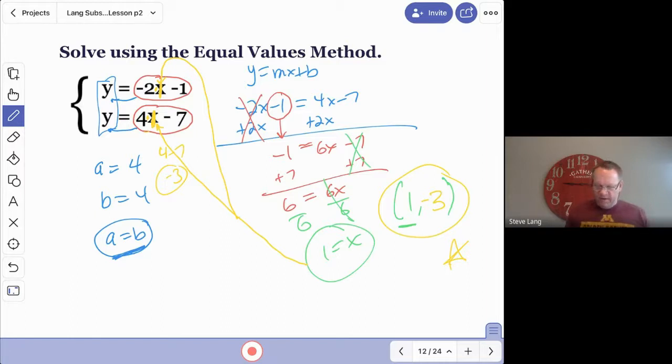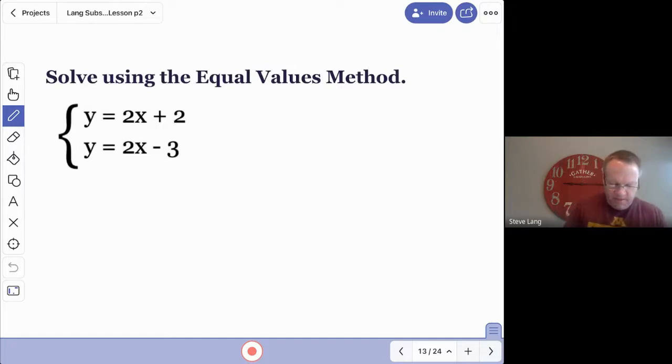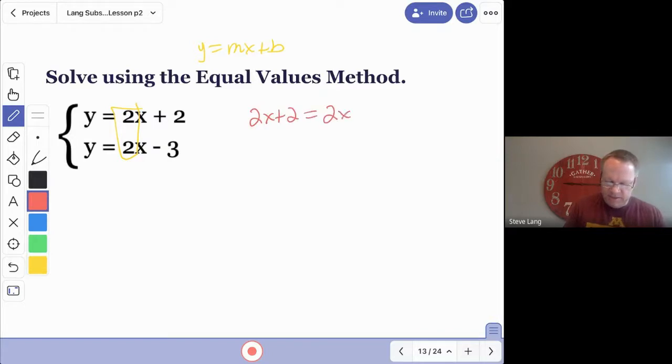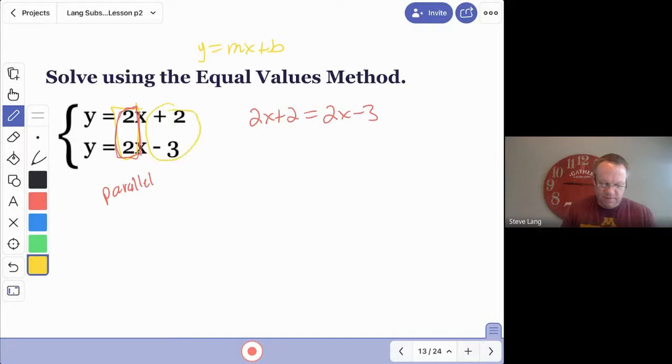We're gonna do one more equal values because I want to show you something. So again, these are both written in y equals mx plus b form, and the slopes are integers. So equal values method is a great method to use. So I'd take 2x plus 2 equal to 2x minus 3. Some of you probably already noticed these are the same slopes, right? Which means that it's either going to be parallel or the same line. And since they have different y-intercepts, they're parallel, right? Which means no solution.